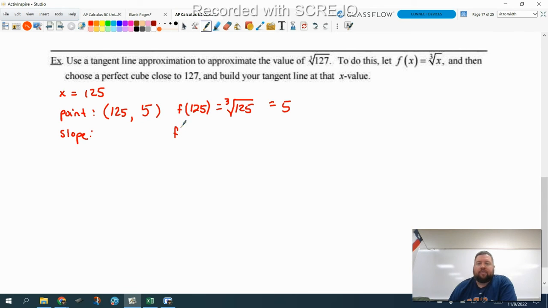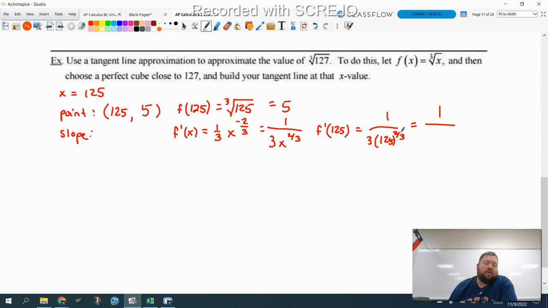All right, for the slope, I need to find the derivative, f prime of x. So this is x to the 1/3, so I multiply by 1/3 and then subtract 1 from the exponent, so negative 2/3. I'm going to put that negative exponent on the bottom, so 1 over 3 x to the 2/3. Okay, now I'm going to plug my number in, f prime of 125. So 1 over 3 times 125 to the 2/3 power.